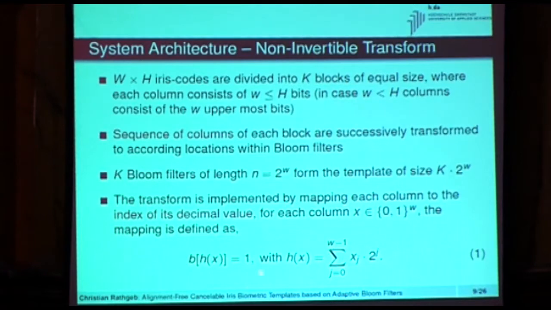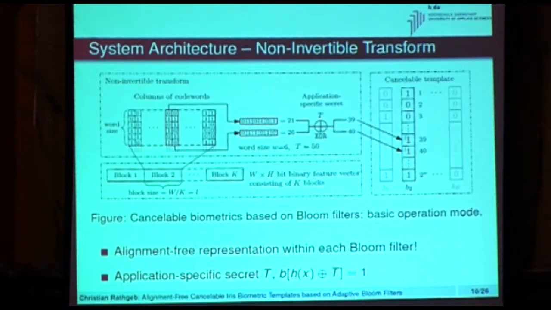That is, we set b at h of x 1, where h of x is the decimal value of the column, defined by sum 1. So here's the most important slide. As you can see, here we're processing block number 2. We have the two red marked columns. These are mapped to their decimal values, which are in this case 21 and 26. Then these values are XORed with an application-specific secret T, in this case 50, resulting in the two values 39 and 40. Then the according bits in Bloom filter number 2 are set to 1.